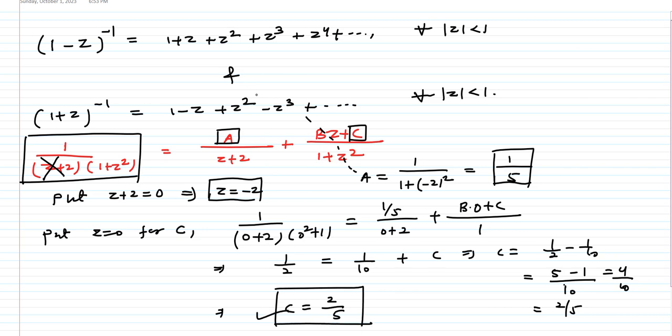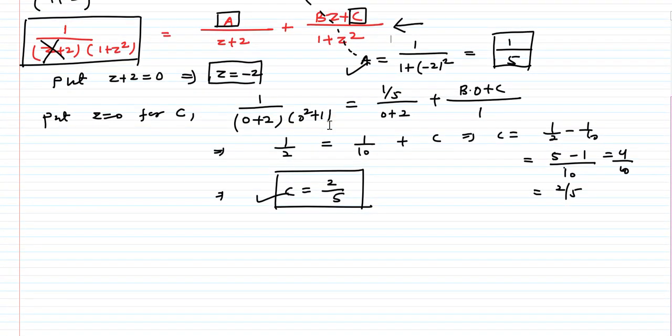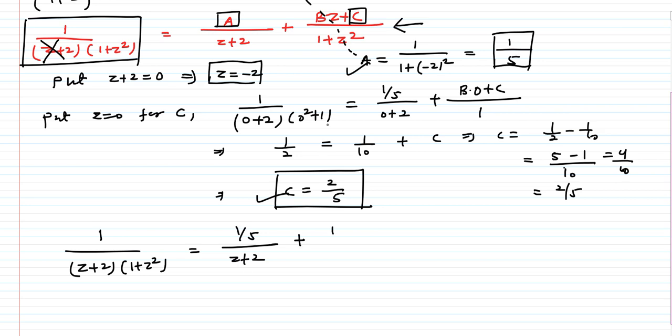Now put the value of c and the value of a in this expression. Then the above expression reduces to 1 upon (z plus 2)(1 plus z square) equals 1 by 5 upon z plus 2 plus bz plus 2 by 5 over 1 plus z square.